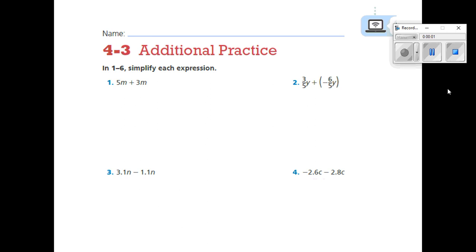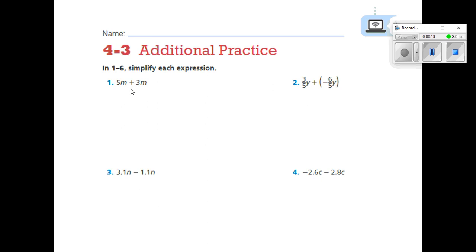All right, everybody, today we're going to be doing simplifying expressions. Remember, the rule for simplifying expressions is as long as the variables are the same and to the same power, we're allowed to combine the numbers. So let's go ahead and rock and roll this out. We got 5m plus 3m. That's like 5 monkeys plus 3 monkeys, and that's going to give us 8 monkeys.